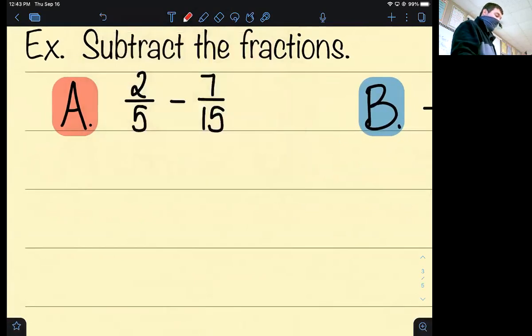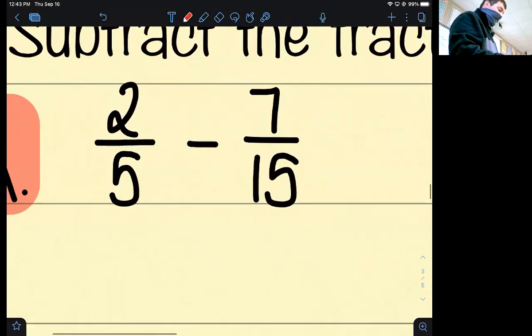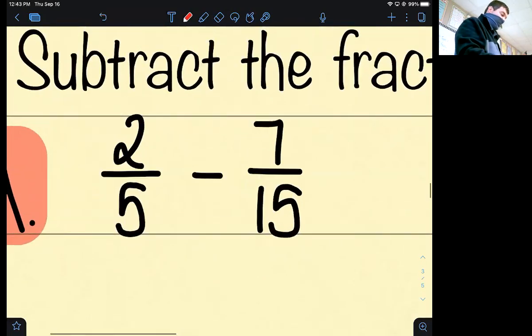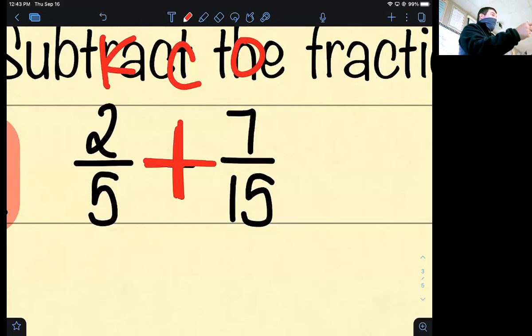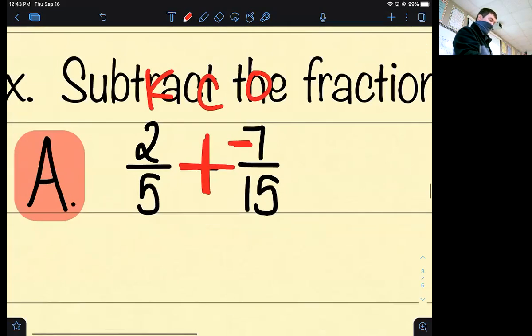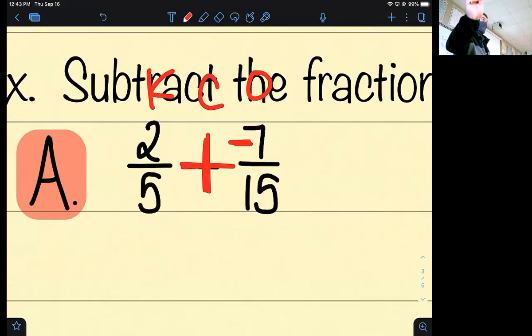2/5 minus 7/15. I'm going to rewrite it as an addition problem. Izzy, how do I rewrite 2/5 minus 7/15 as an addition problem using keep change opposite? That's keep change flip. I want keep change opposite. Yes, got it. Okay, that was easy enough. Boom. Now it's an addition problem. Perfect. I want a common denominator.